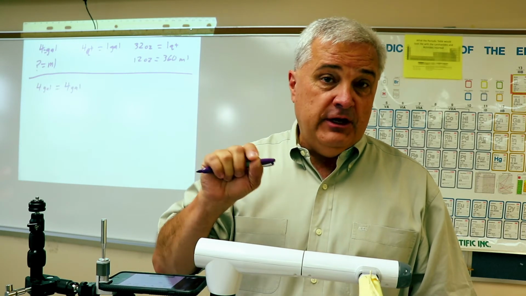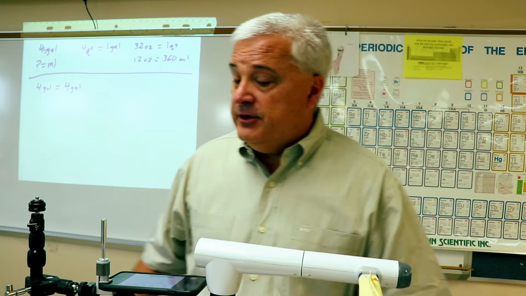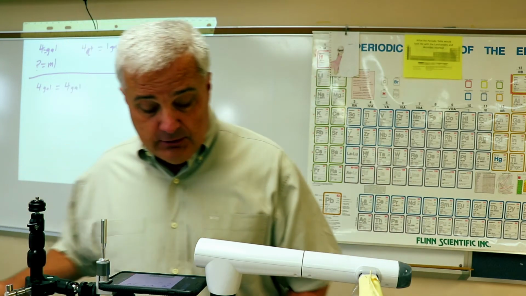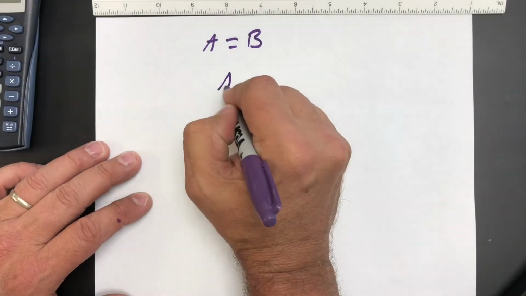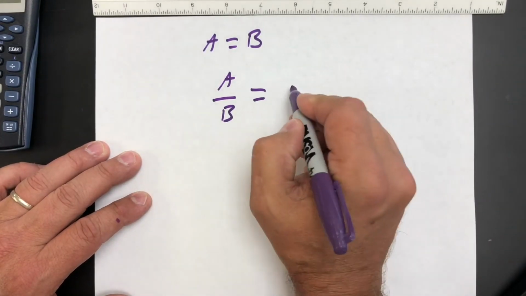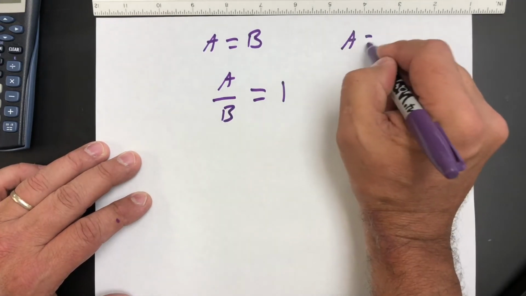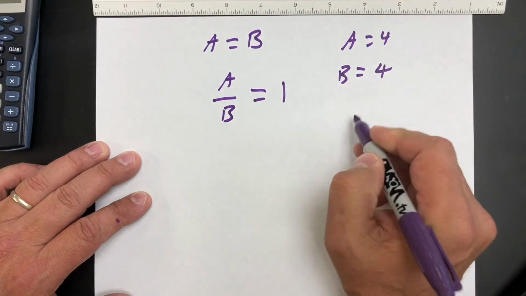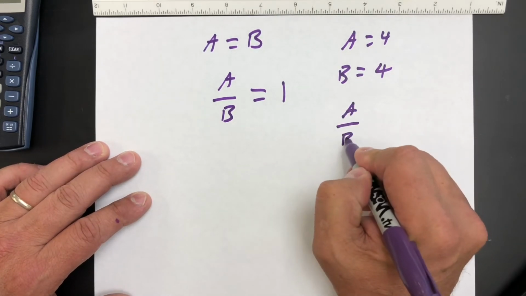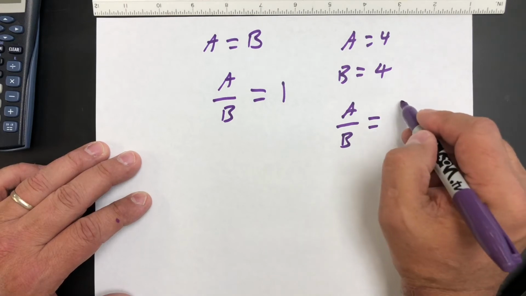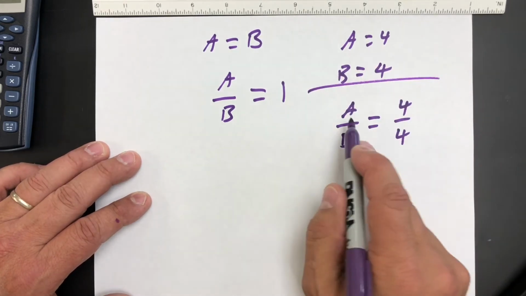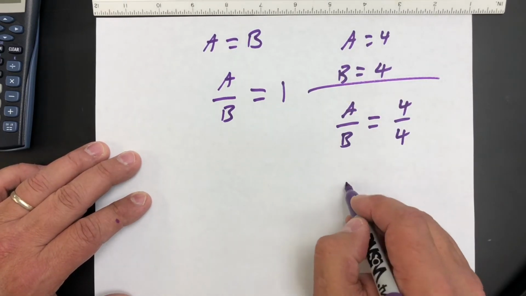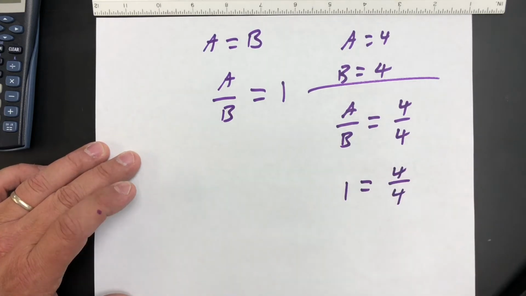Another mathematical truth is, if you take something and divide it by itself, that's equal to 1. So if I say A equals B, then A divided by B equals 1. That's like saying A equals 4 and B equals 4. So A divided by B equals 4 divided by 4. So if this is true, then obviously A divided by B is 1, because 4 divided by 4 equals 1.